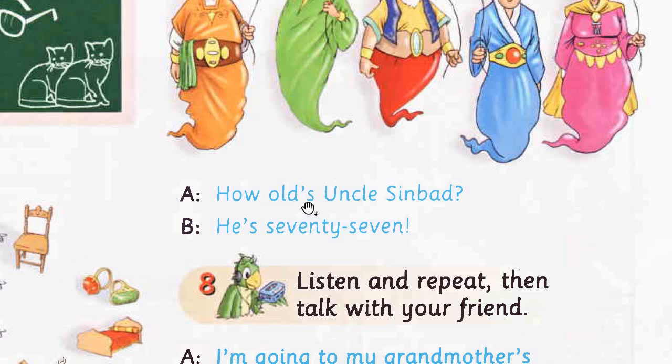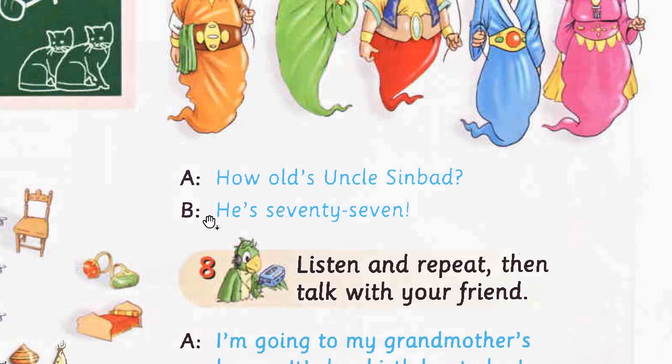Okay, first, remember that when we want to practice speaking, we use contractions. How old's, old apostrophe S, is called a contraction, it is smaller, shorter. We can say how old is, but we want to practice contractions. How old's Uncle Sinbad? You have to practice reading. And again contraction. He's is better for speaking. He's 77.